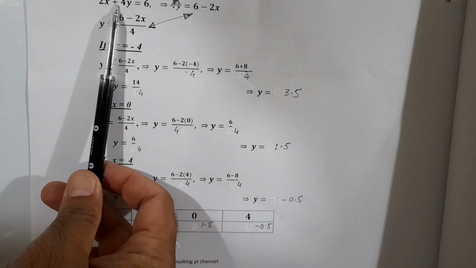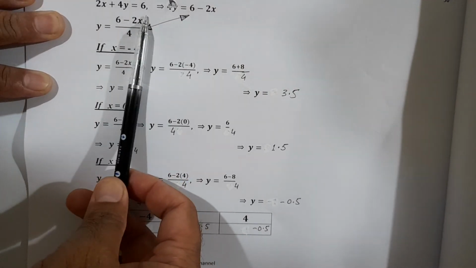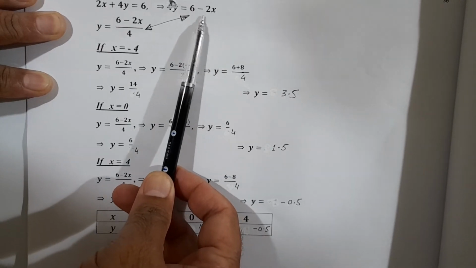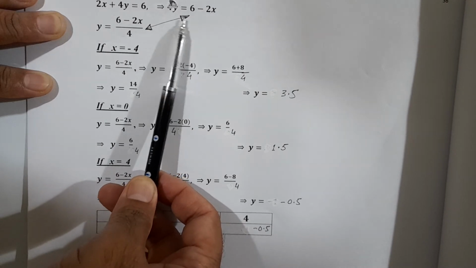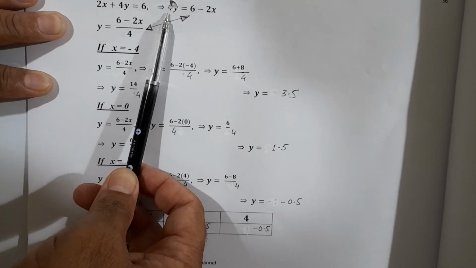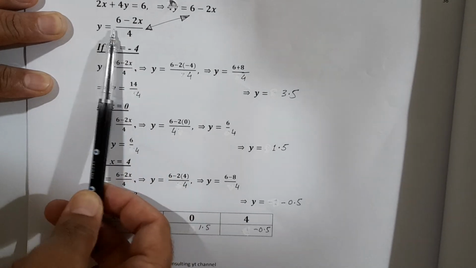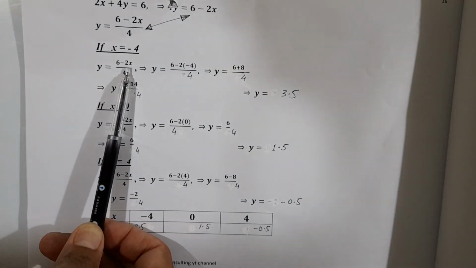Now, second equation, 2x plus 4y is equal to 6. So this is the second equation we are having, and we will be moving 2x to the right hand side of the equals sign. It will become minus 2x, and 6 is already on the right hand side. So our equation is 4y is equal to 6 minus 2x. We'll be taking 4 into the denominator, so the equation becomes y is equal to 6 minus 2x divided by 4.